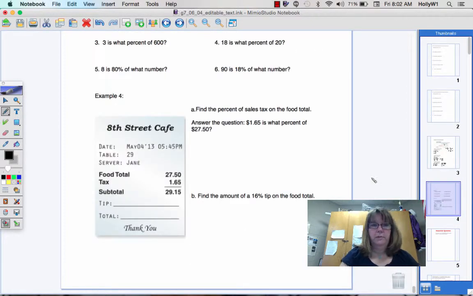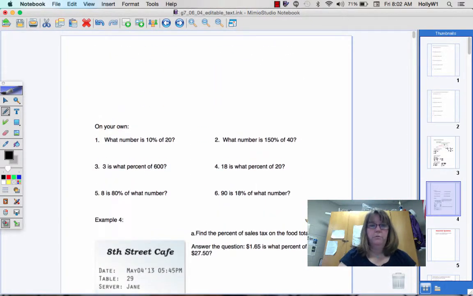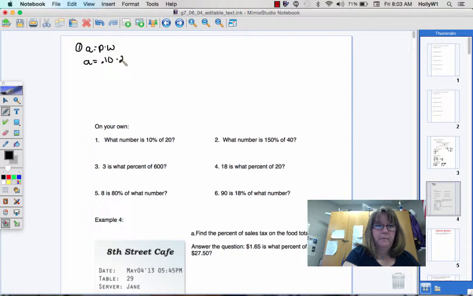Okay, if we go to the next page, there we have the on your own. So if you pause me and come back, I'll show you what the answers are. So hi, welcome back. So number 1, I'm going to write up here. A is equal to, so the part is equal to the percent times the whole. And in number 1, what number is? So A is equal to, I'm going to convert that to a decimal, times 20. So the part is equal to 2.